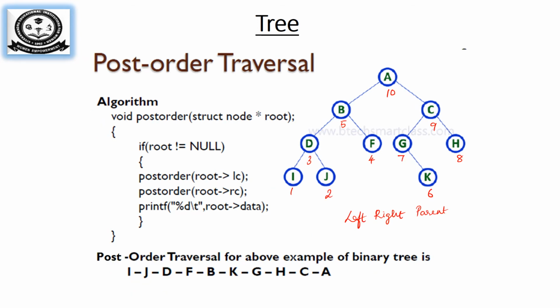So the post-order traversal is a vice versa of pre-order traversal. Post-order traversal can be applicable for trees as well as binary trees, binary search trees, and all sorts of trees. What post-order traversal is: print the children first, then the parent. Print the child nodes, then print the parent node.